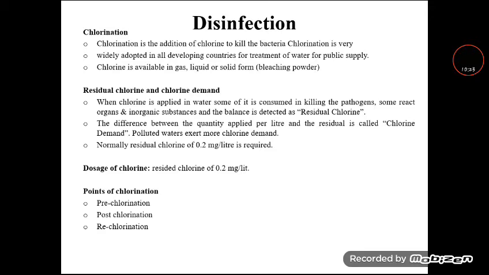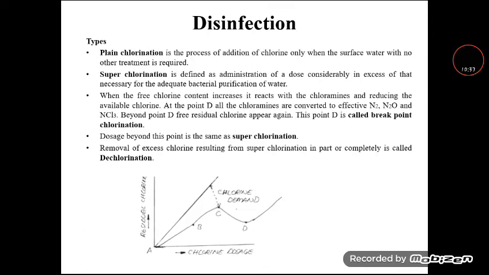Okay, so these are the requirements of a good disinfectant. Then the methods of disinfection may be boiling, UV rays, and ultrasonic rays. Okay, so these are the physical methods of disinfection. And then the next one is chemical methods of chlorination.